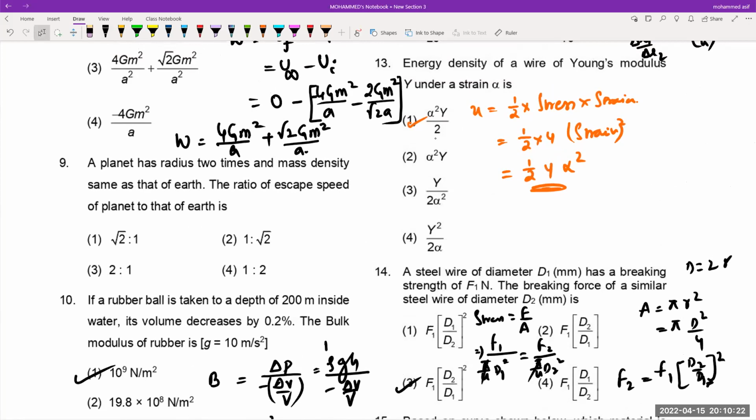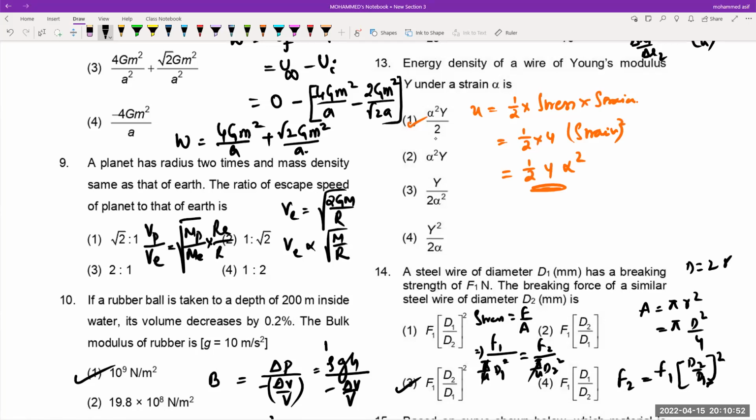A planet has a radius 2 times and mass density same as that of the Earth. The ratio of the escape velocity of the planet to that of the Earth will be equal to how much? So escape velocity को अपने को किसमें लिखना है बेटा? Escape velocity V is equals to under root of 2 times of capital G capital M divided by R. So VE is directly proportional to under root of mass divided by radius. So VP divided by VE, planet divided by Earth, is equals to under root of mass of planet divided by mass of Earth into radius of the Earth divided by radius of the planet. बस इसको सिंप्लीफाई कर लो, आंसर निकल जाएगा. ठीक है ना?